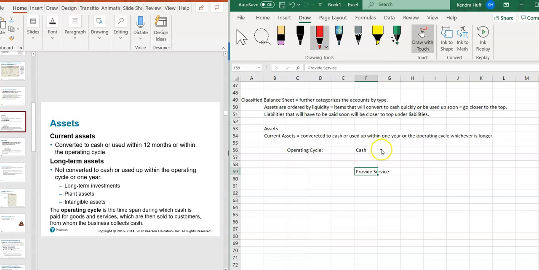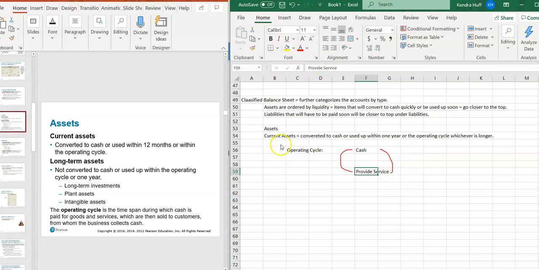All right, so we start with cash. We provide a service, and then we collect the money and go back to cash. So this circle basically is my operating cycle, and generally it's less than a year. For instance, if I'm doing somebody's tax return, they're going to bring me the stuff on one day. I'll provide the service the next day, and I'll give them the return back, and they pay me. So that's pretty fast, a couple days.